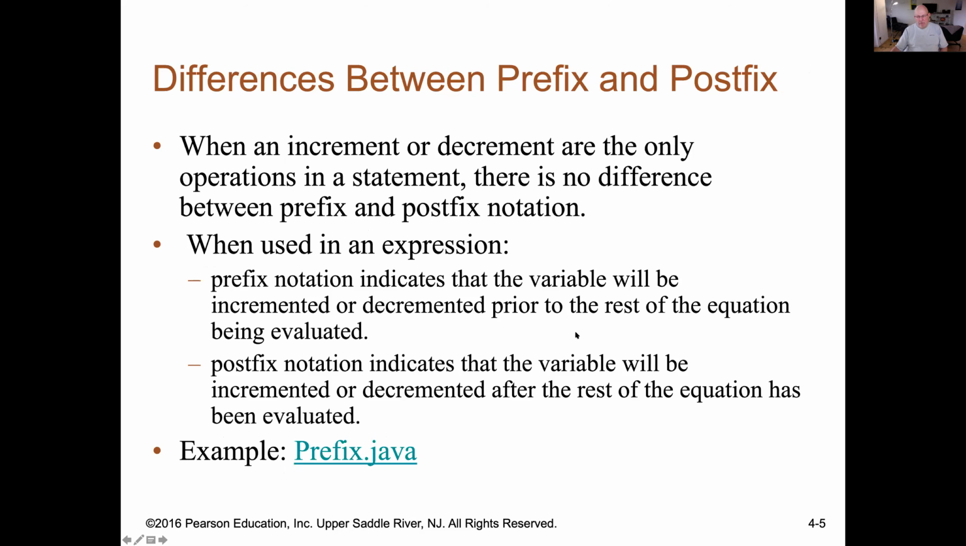So the difference between prefix and postfix. When an increment or decrement is the only operation in a statement, there is no difference between prefix and postfix notations. When used in an expression, the prefix notation indicates the variable is incremented or decremented prior to the rest of the equation. Postfix indicates the variable will be incremented or decremented after the rest of the equation or evaluation.